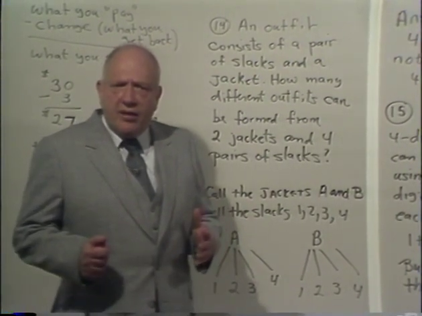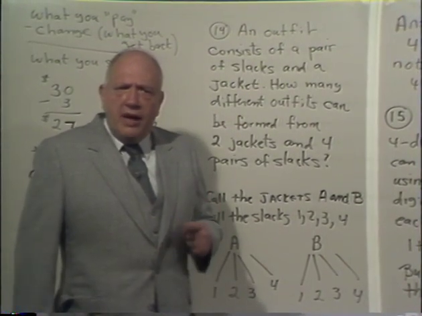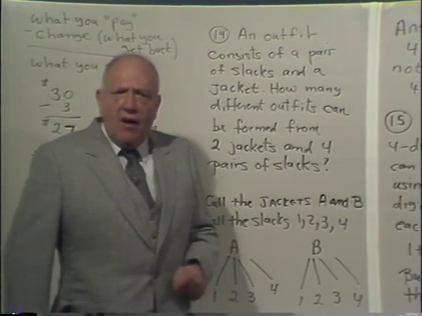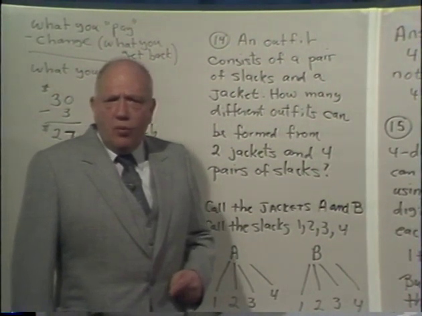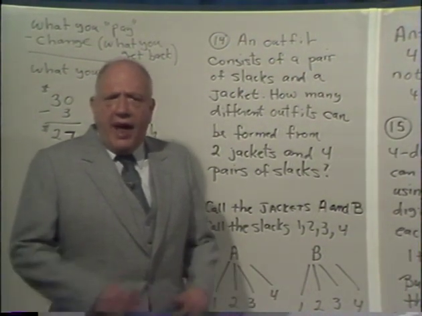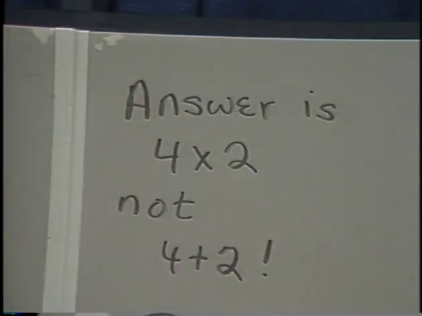He would have got 6. You see, in this particular problem, even though 4 plus 2 is 6, the correct answer is what? 4 times 2. Why? Because that's the way it comes out. See, any one of the 4 pairs of slacks can be matched with any one of the 2 jackets. That's like the distributive property.